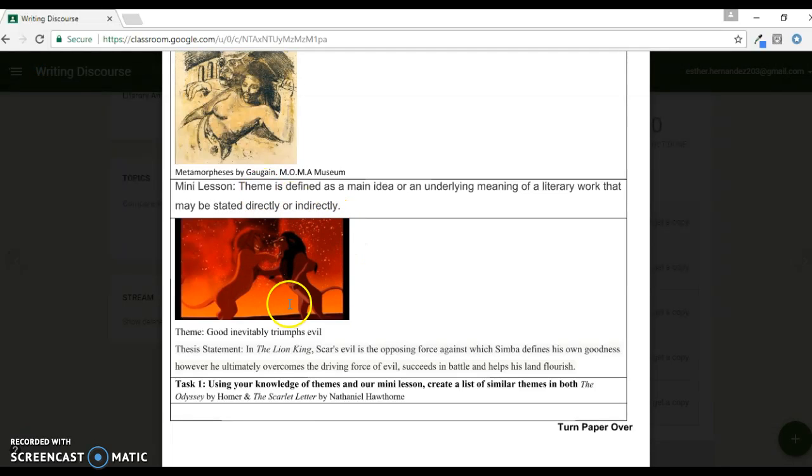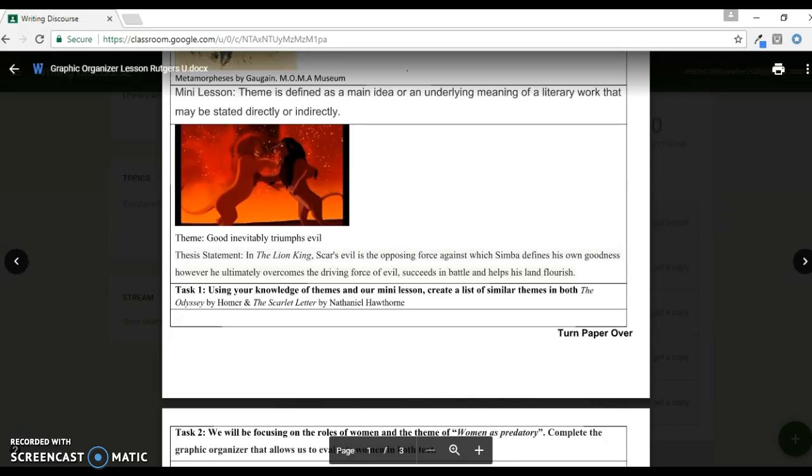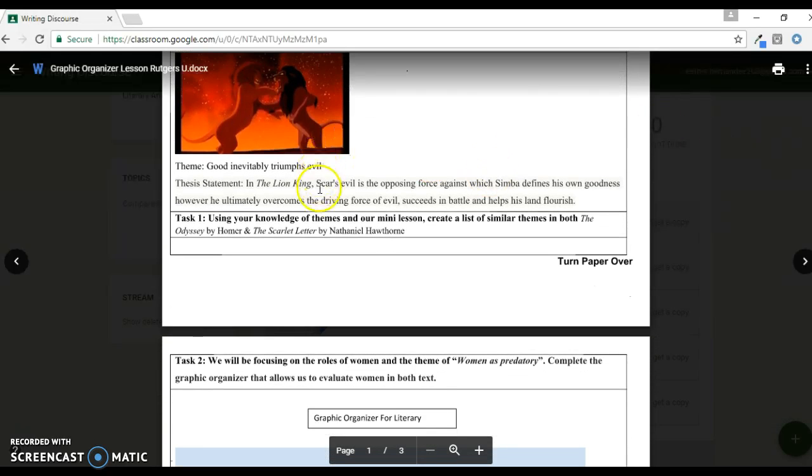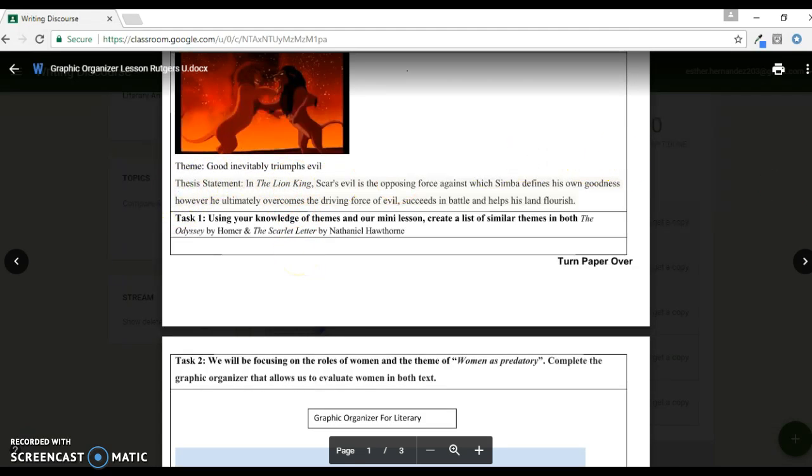And here I have the Lion King as a way to introduce theme to the students, and a thesis statement that I created based off of the theme. Then students have to do the same. Identify their own themes in both texts. Although I will be giving them the theme, they're able to identify their own themes in both texts.